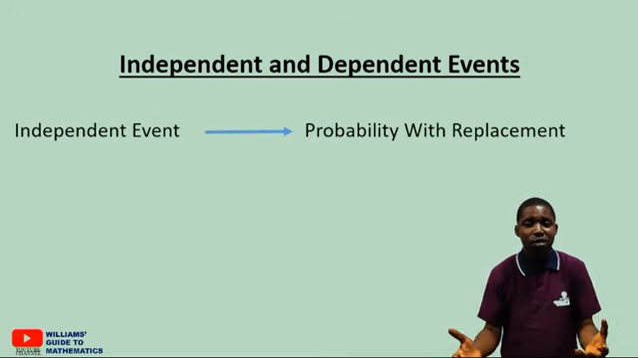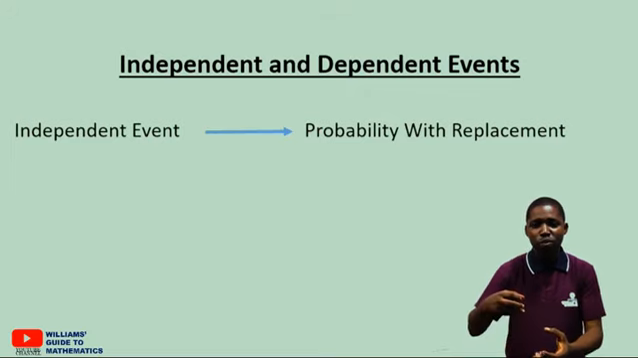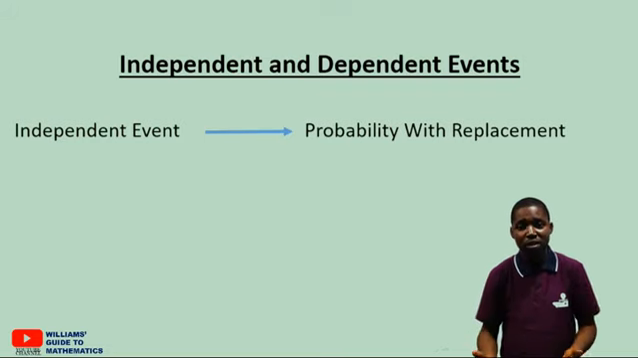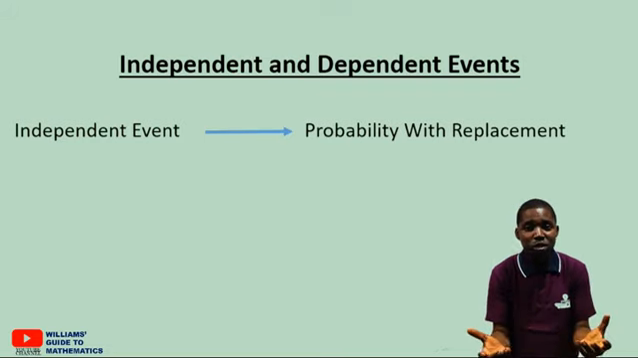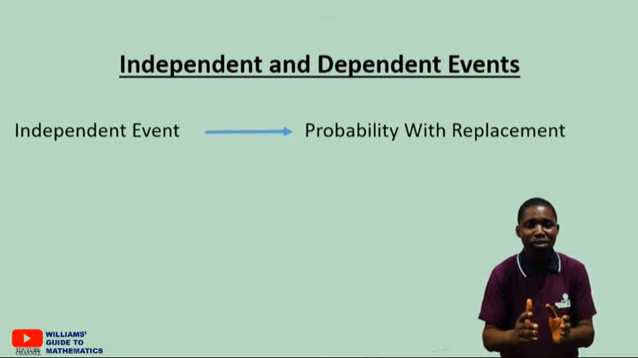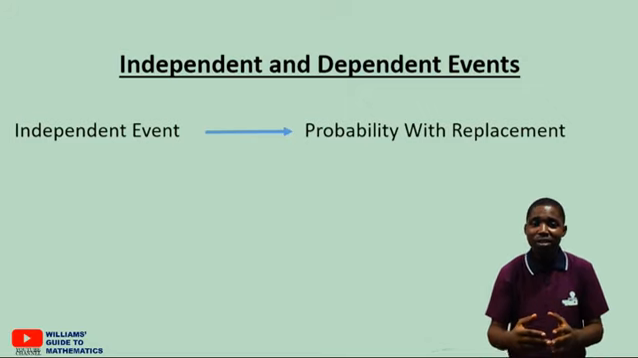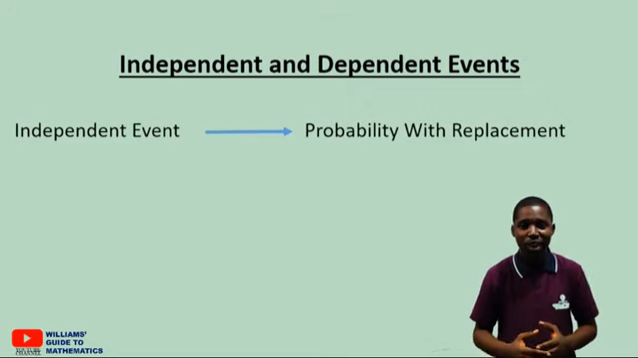So I'm replacing it back. It's as if nothing has happened. So if my first probability of picking a blue ball is 3 over 7, the second one will also be 3 over 7 because it does not affect anything. You know, I said independent events do not affect one another. But the same is not true for dependent events. For dependent events, they affect one another.